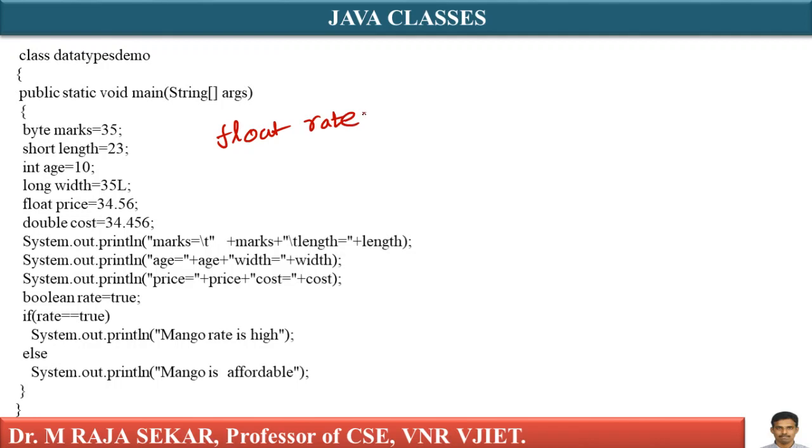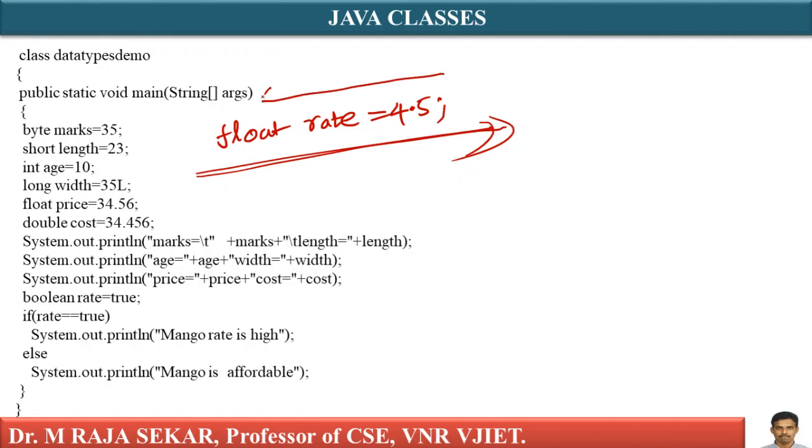float rate equal to 4.5. How am I reading this particular statement? Am I not reading from left to right? Float rate equal 4.5. But the computer cannot read in this direction. The computer will read in the other direction. First, which one will it see? It will see 4.5. After seeing 4.5, the system will treat it as double.